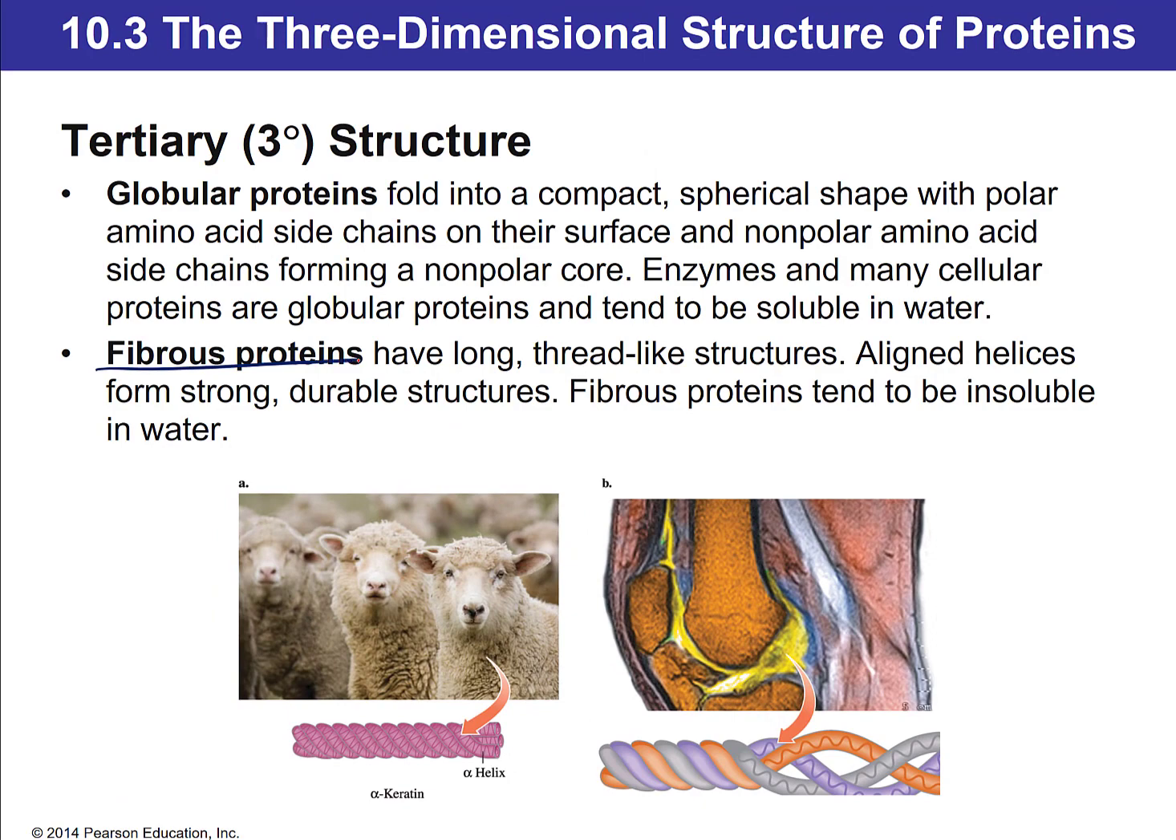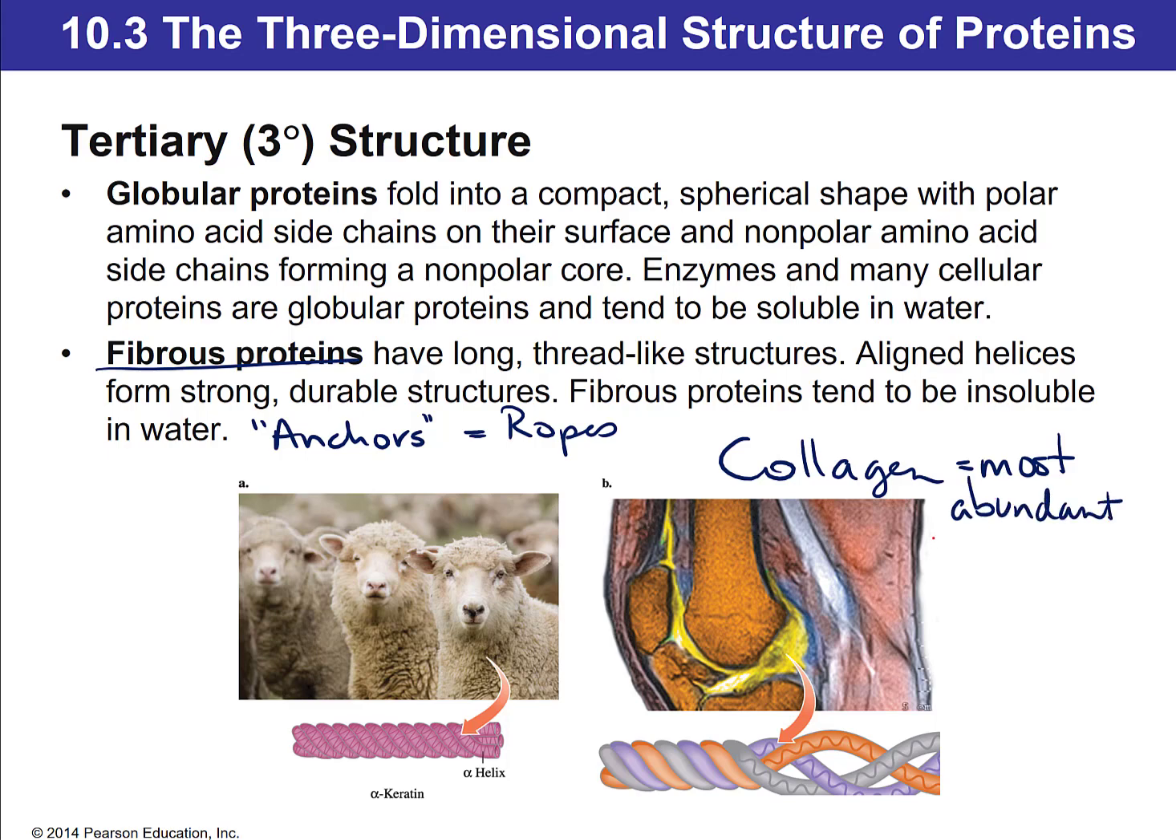They are fibrous, long, thread-like. They tend to be insoluble. They don't dissolve in water. They tend to stay. I like to think of them as the big anchors. These are your ropes, and they look like thread. They look like string. Collagen, the most abundant protein in the body, is a fibrous protein, very resistant to damage, very durable.